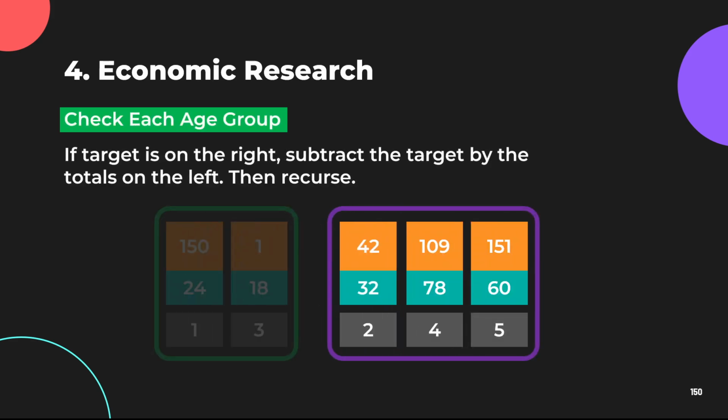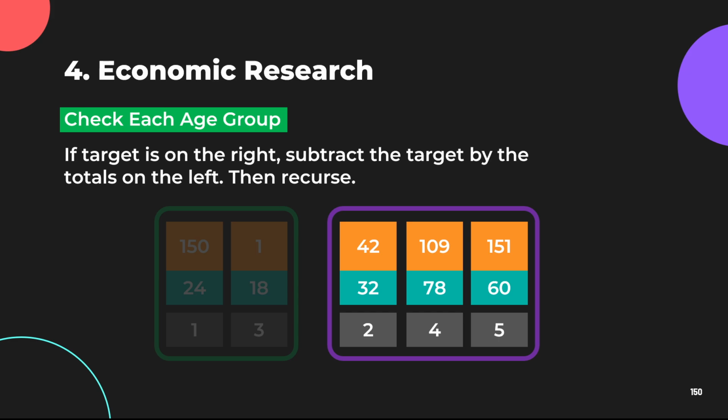To check if it's on the right, I will have to find the sum on the left first. Then I subtract from my target. For example, if I want 200,000, I have to subtract the sum here, since 200,000 might not be what I want on the right. So I subtract everything on the left, then I find if that subtracted value happens to be on my right. If it happens to be between here, then we recurse there.